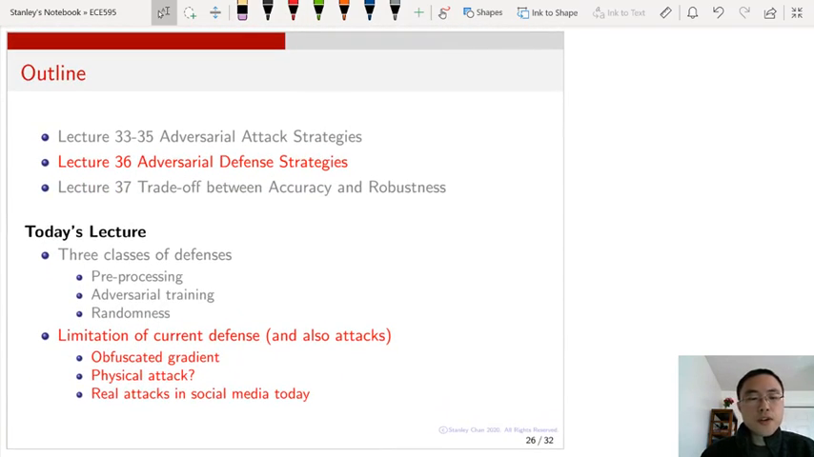All right, so we have gone through 3 classes of defense mechanisms. And in these 3 classes of defense mechanisms, I've also introduced a lot of examples of how you defend. Now, in the following half of the lecture, what I want to do is talk about the limitations of these current defenses. And specifically, I want to introduce a method called the obfuscated gradient attack, which will be able to attack the pre-processing and also the randomness defense mechanisms.